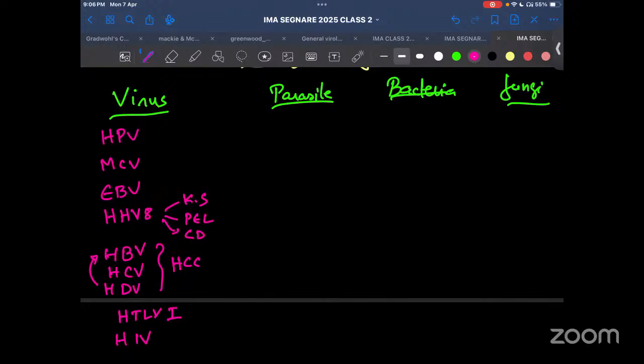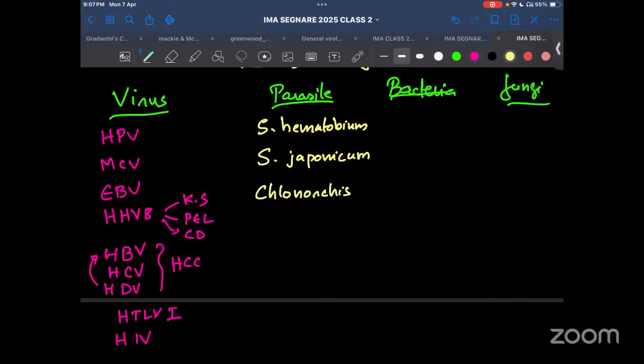Now, coming to oncogenic parasites, we have Schistosoma haematobium, which causes bladder cancer. Schistosoma japonicum causes colon cancer. Then we have Clonorchis sinensis, which is a fluke. It can cause cholangiocarcinoma. Then we have another fluke known as Opisthorchis viverrini.